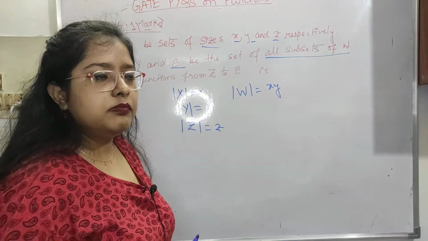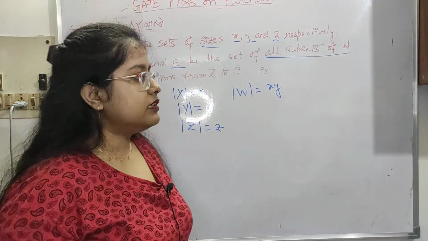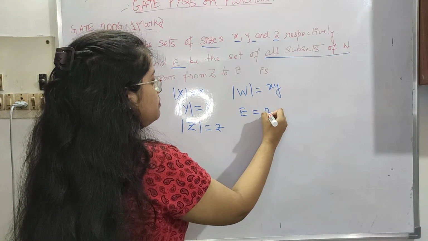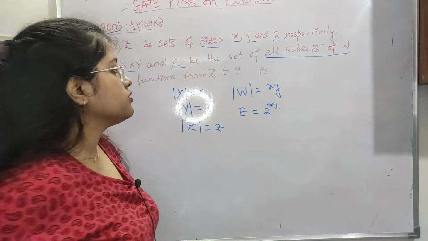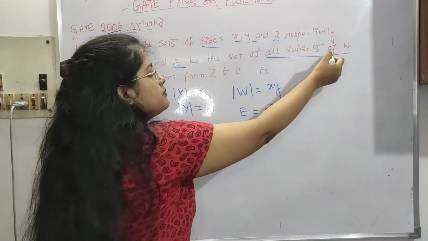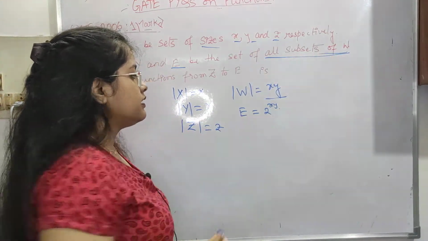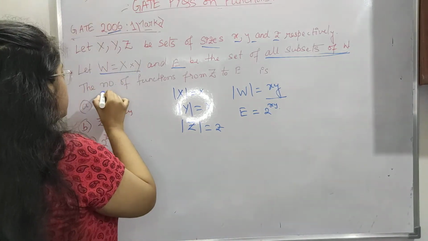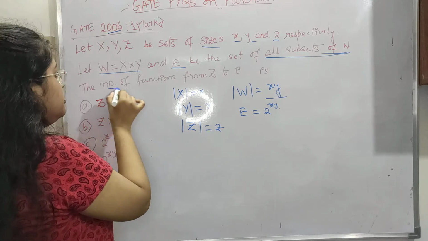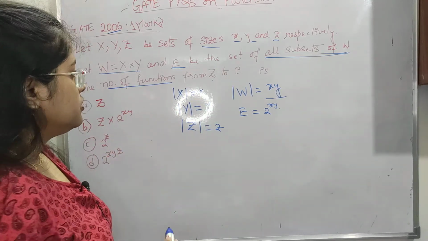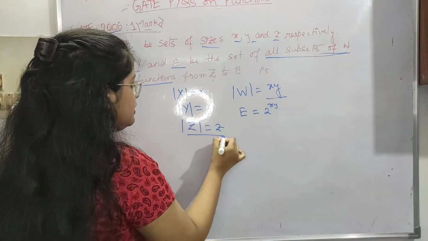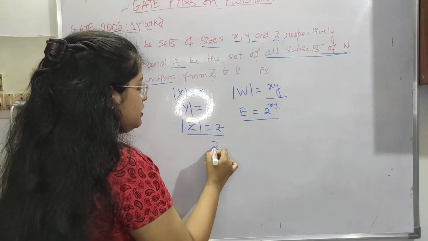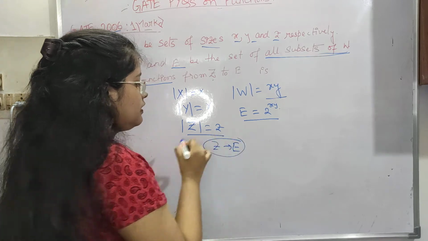I think you remember this. This is actually the power set, the set of all subsets. So E is 2 to the power xy. So this is our E, the set of all subsets of W. W is this and E is the set of all subsets, so it contains 2 to the power xy elements. Now the question asked is the number of functions from Z to E. So this is our Z, this is our E, from this to this, from Z to E. Visualize it like this.